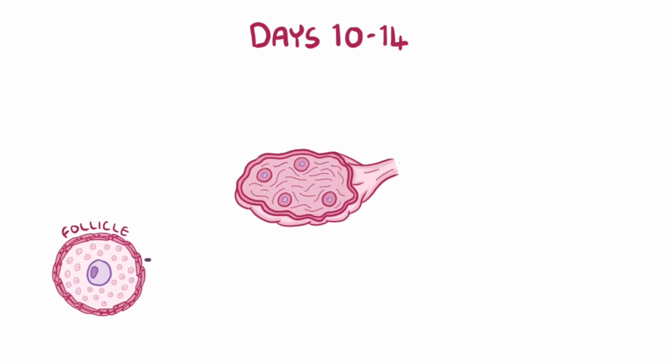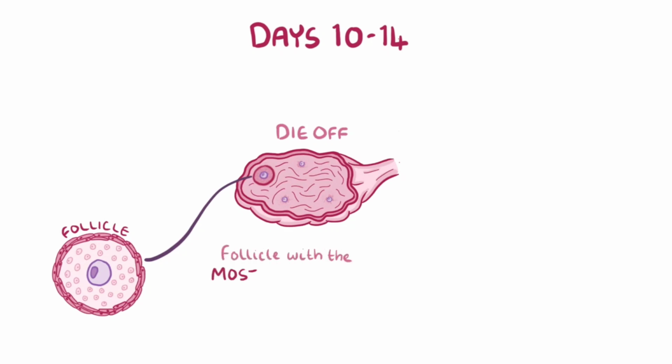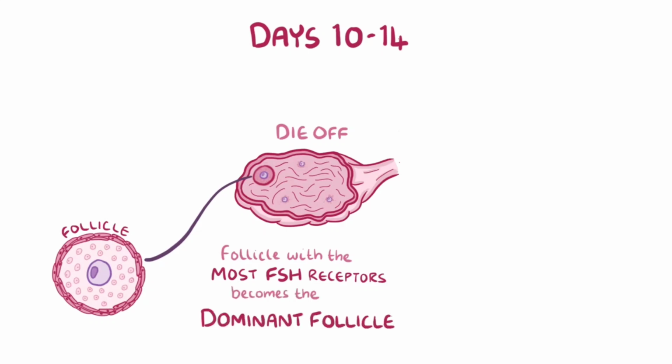As a result of decreased follicle-stimulating hormone production, some of the developing follicles in the ovary will stop growing, regress, and die off. The follicle that has the most follicle-stimulating hormone receptors, however, will continue to grow, becoming the dominant follicle that will eventually undergo ovulation.